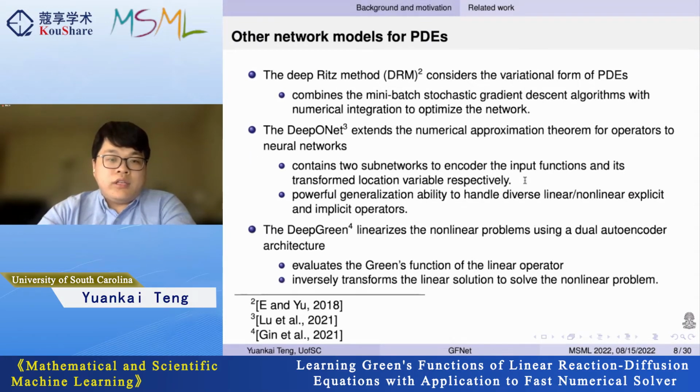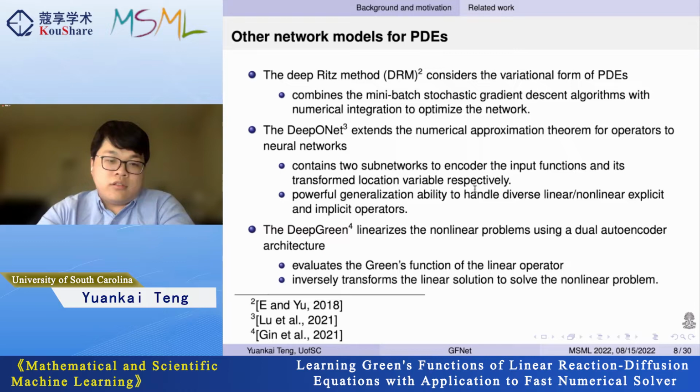Other than PINN, we also have some other network methods to solve PDEs. The first one is the Deep Ritz method, which considers the variational form of PDEs. It combines mini-batch stochastic gradient descent algorithms with numerical integration to optimize the network. And the second one is DeepONet, which was introduced by Lu Lu. This method extends the numerical approximation theory for operators to neural networks, and it contains two subnetworks to encode the input functions and its transform location variables respectively.